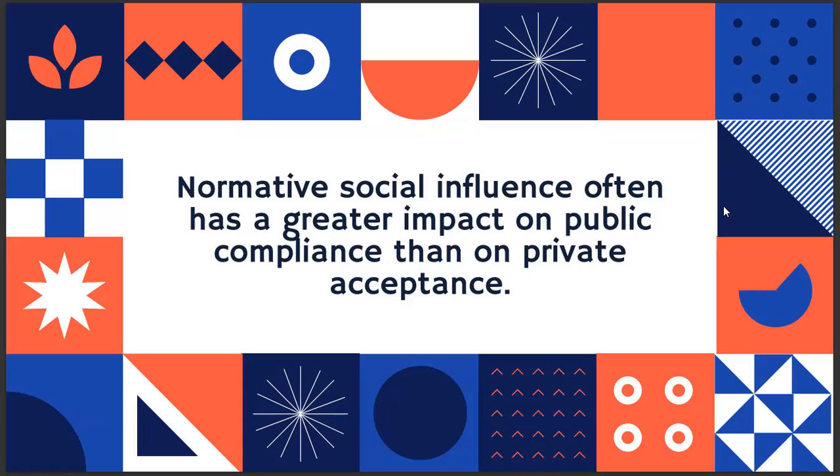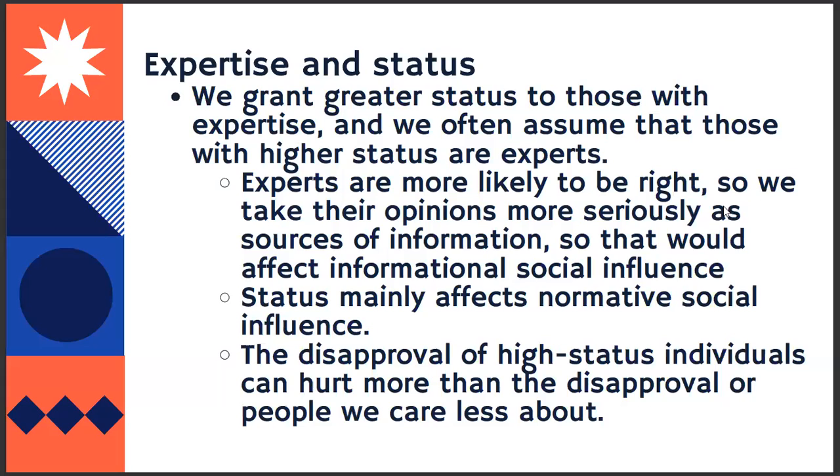Normative social influence often has a greater impact on public compliance than on private acceptance, because with normative social influence, we want to fit in. It doesn't mean that we necessarily agree with what they're doing or think that other people are doing things the right way. It just means that we want to fit in. Doesn't matter what we think or what we believe. We just want to fit in. So we change our superficial actions, even if they don't align with our thoughts and beliefs. Okay.